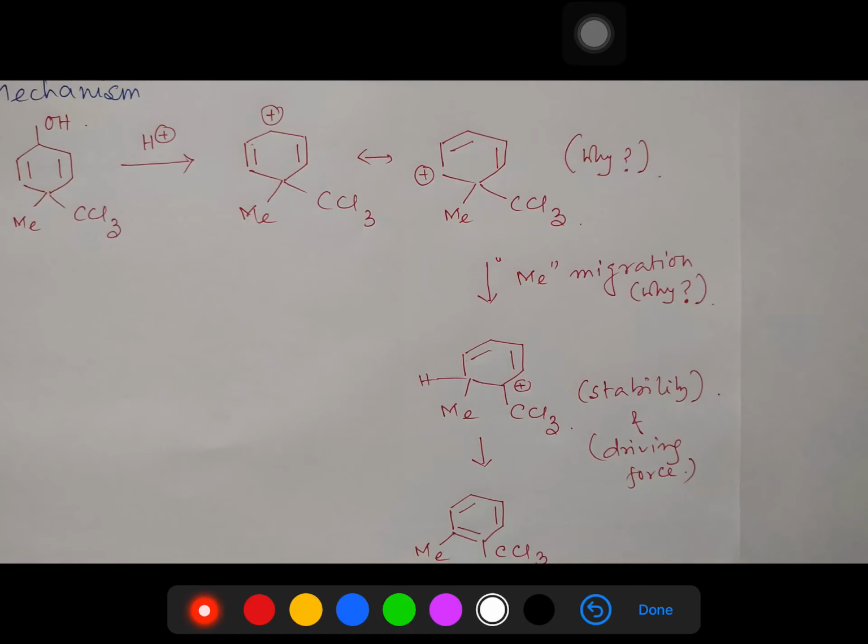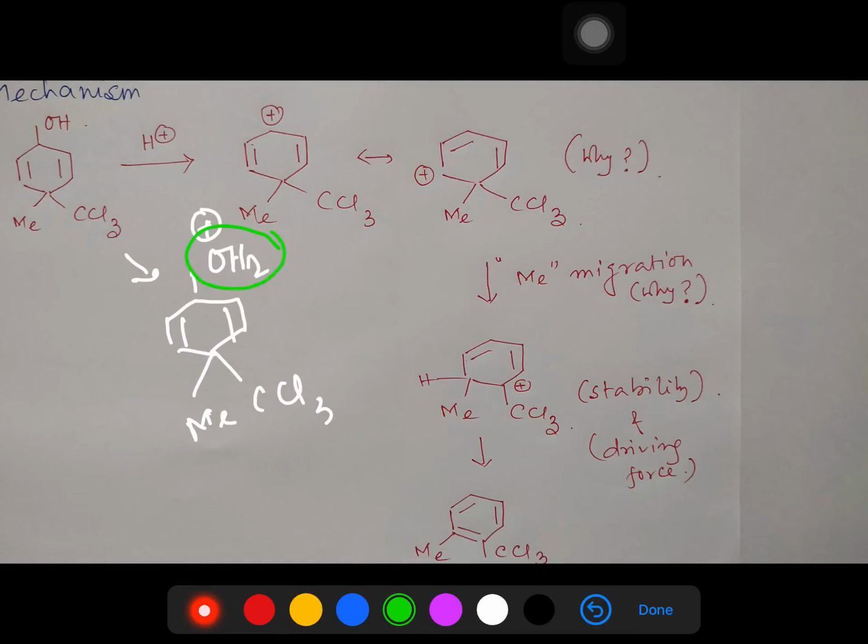Now let's discuss the mechanism. As we expected, first this molecule will be protonated, meaning the CCl3 will remain intact and this alcohol will be converted into OH2 plus. Previously alcohol was not a good leaving group, but right now this OH2 plus is a good leaving group. Why? Because the leaving group is neutral. By the way, I have already uploaded a lecture about substitution reactions and the nature of leaving groups. Please watch if you think it's interesting.